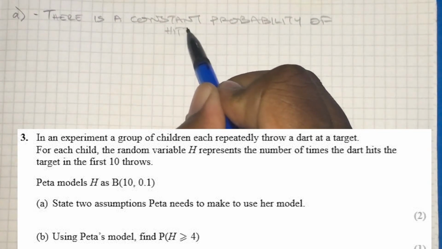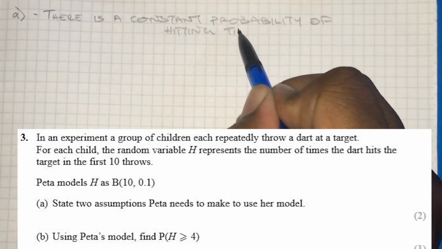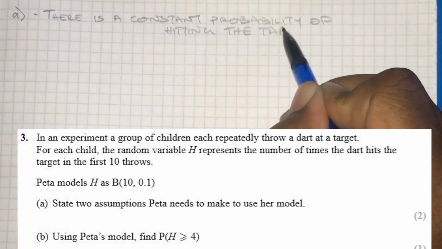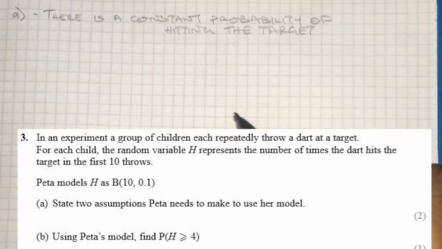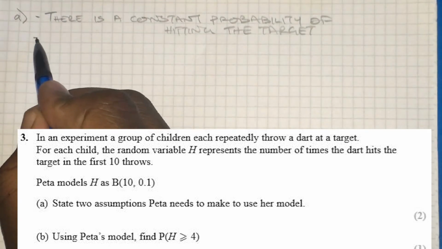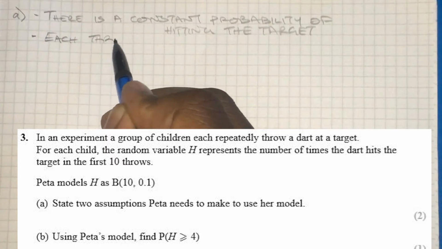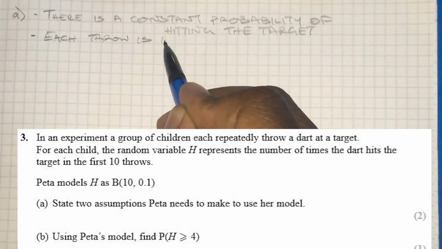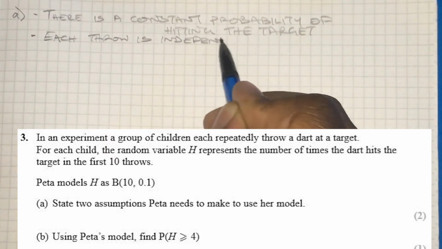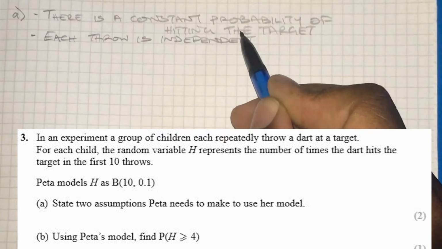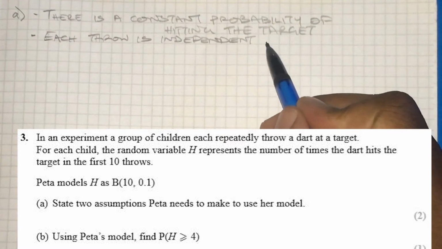Well, there's 4 assumptions we can make for the binomial distribution. We can say that there's a constant probability of hitting the target. Make sure you include the context here, so not just constant probability, but talk about the target. Each throw that a child makes at the target is independent. So they're making sure I've got the context in there as well.